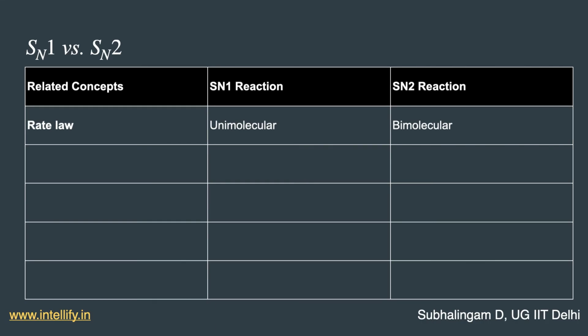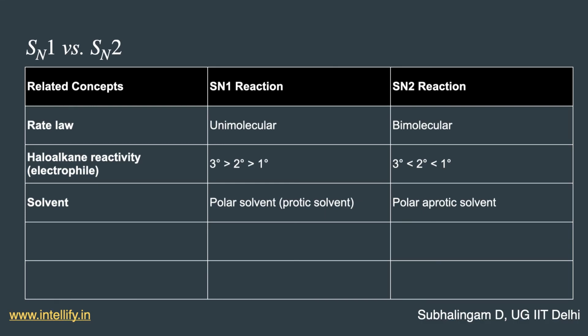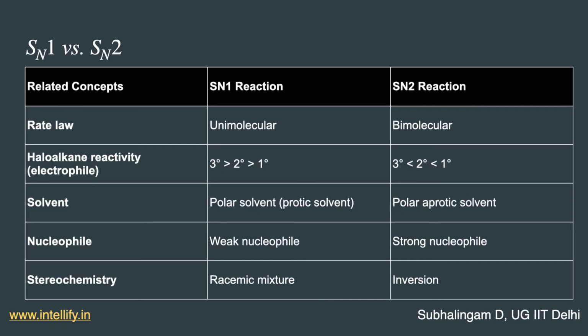Okay, we compare SN1 and SN2 reactions. Rate law: SN1 is unimolecular and SN2 is bimolecular. Haloalkane reactivity: in SN1 tertiary is most reactive and primary is least. In SN2 primary is most and tertiary is least reactive. Solvent: SN1 requires a polar protic solvent. However, for SN2 we expect a polar aprotic solvent. Nucleophile: a weak nucleophile is enough in SN1, and a strong nucleophile is required in SN2.